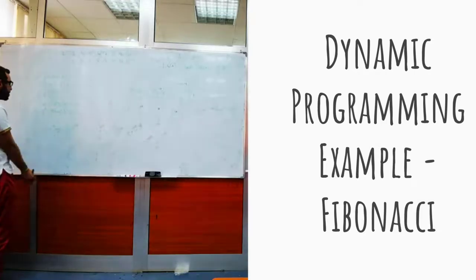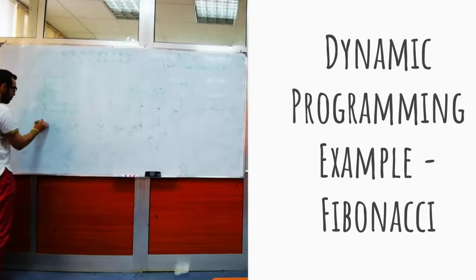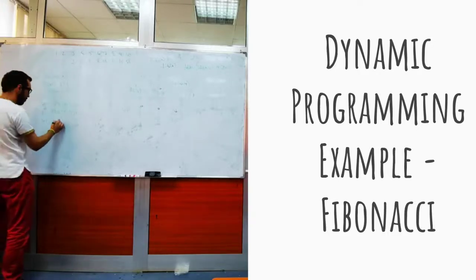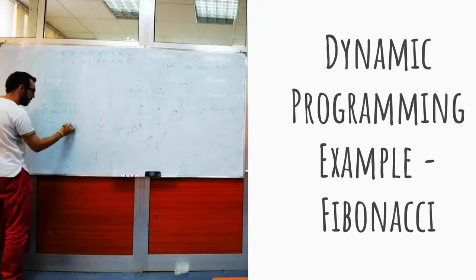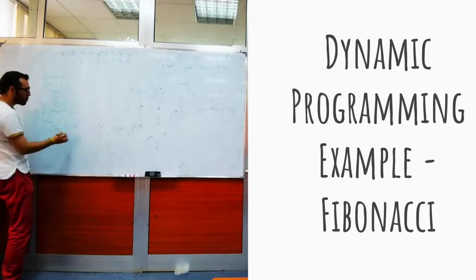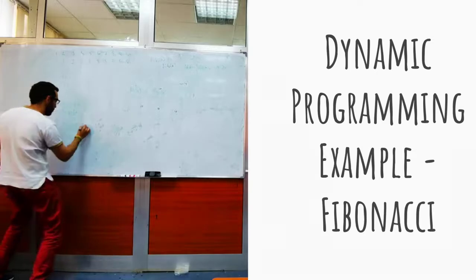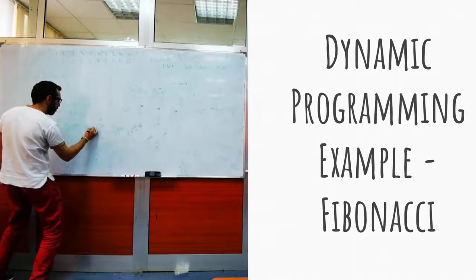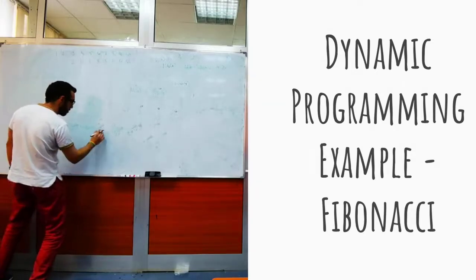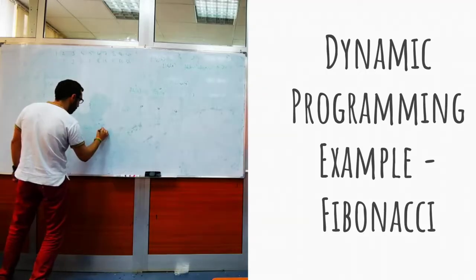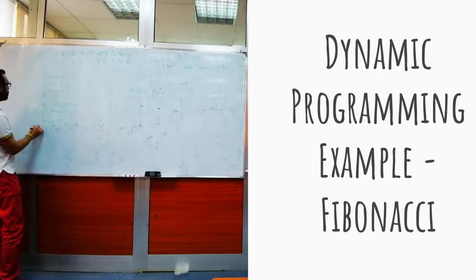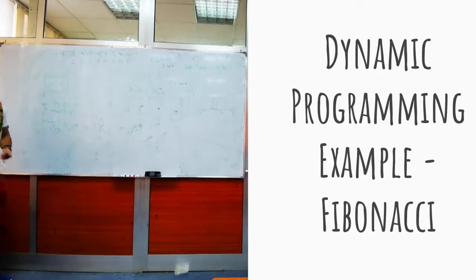And if this is not the case, what am I going to do? I'm going to return fib n. But first I have to calculate it. Fib n minus 1 plus fib n minus 2. So is this clear to everybody what we are doing here?